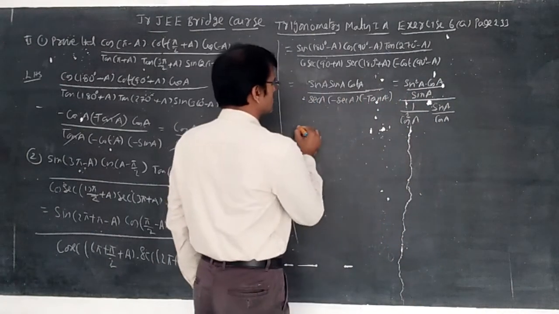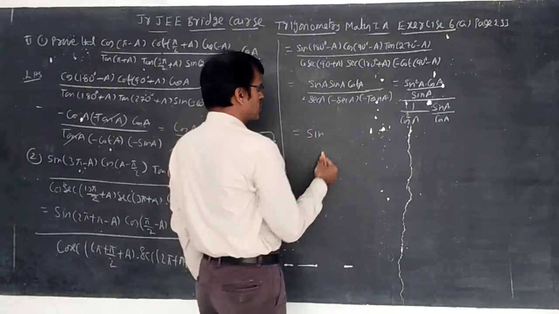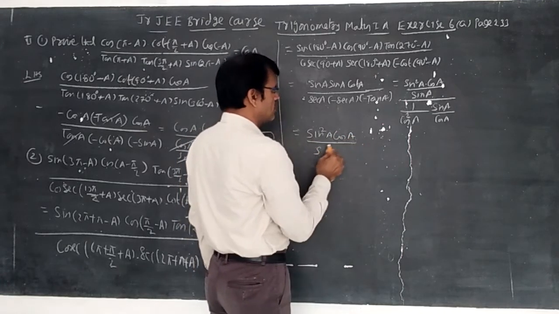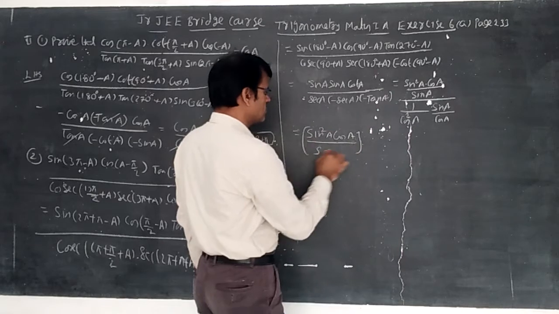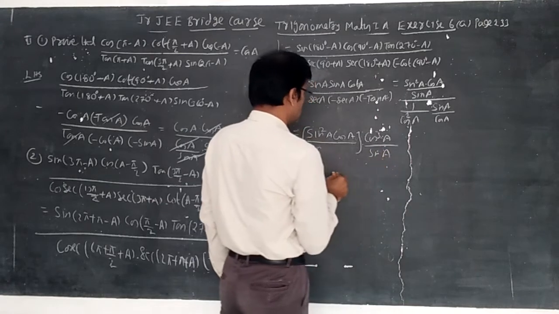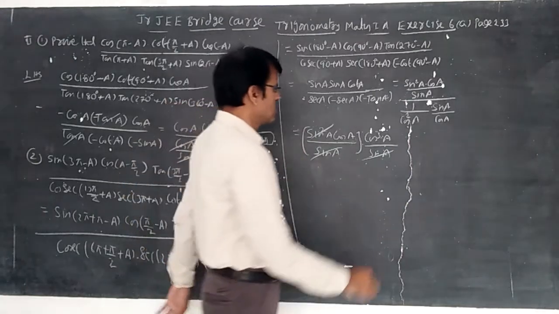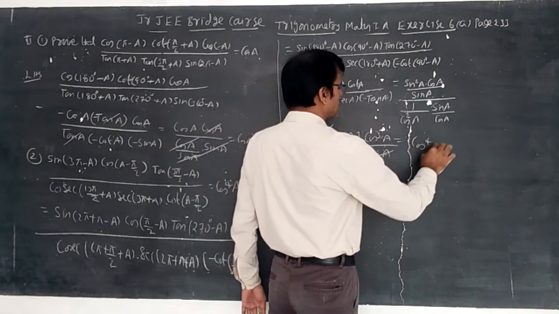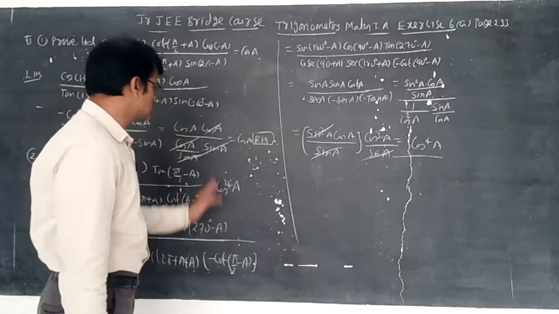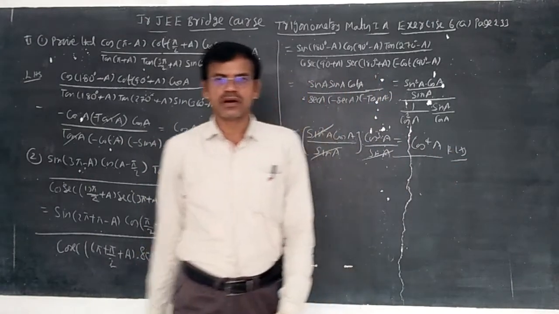That is equal to, we can write sin square A into cos A by, here that cos A becomes cos cube A. Already sin A is there in the numerator. Sin A into sin A gives sin square A. Cos A into cos cube A, we got cos power 4 A. Cos power 4 A is the RHS, which we should prove.